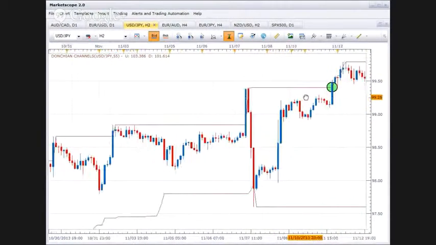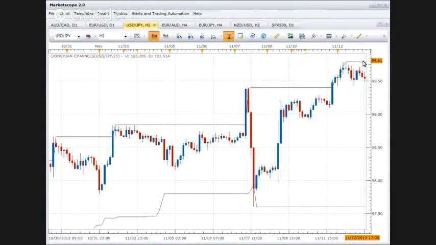Now let's say that I missed the first entry. I was away from my charts, or I got sick that day. I couldn't watch the charts. I didn't have my order set up. And this is what I'm looking at when I finally do open up that dollar-yen chart. Well, yeah, I missed the best entry. That would have been down here near the 99.40 level.